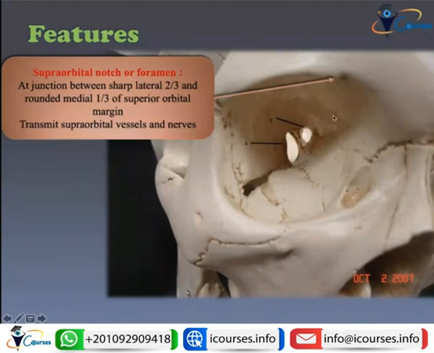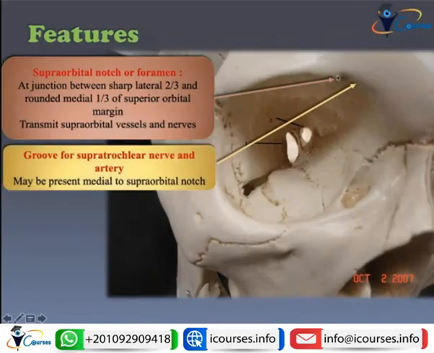So what is the importance of the supraorbital notch or foramen? By its name, it transmits vessels and nerves. It will transmit the supraorbital vessels and nerves. As we will see in the next lecture, we will know what the supraorbital vessels and nerve supply. Basically, they supply the middle part of the upper eyelid and the middle part of the upper conjunctiva.